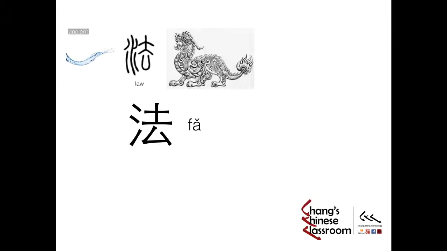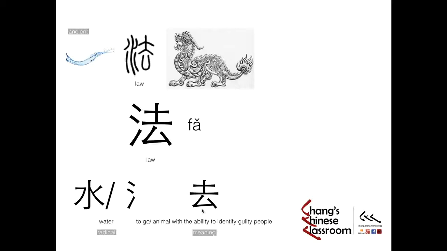So the left part is the water to represent humanity and the seriousness of the law, and the right part is the animal who's in charge of the law in Asian fairy tales, Chinese fairy tales. So the modern meaning is the same, law. Left part water, and right part, that's the character you definitely know, Chu, right? In this one, it represents an animal with the ability to identify guilty people.